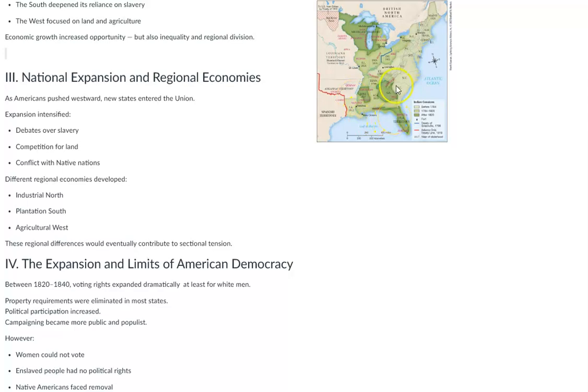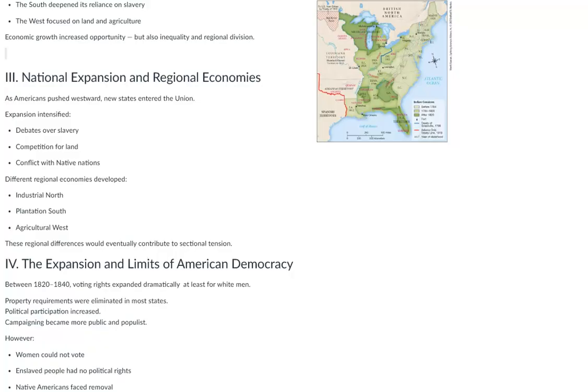And one president you're going to read about is Andrew Jackson. And Andrew Jackson starts Indian removal from these areas, and it's his successor that is going to finish Indian removal. And you're going to read more about that in, I believe, chapter 9. So as Americans, as we pushed westward, new states are going to enter the Union.